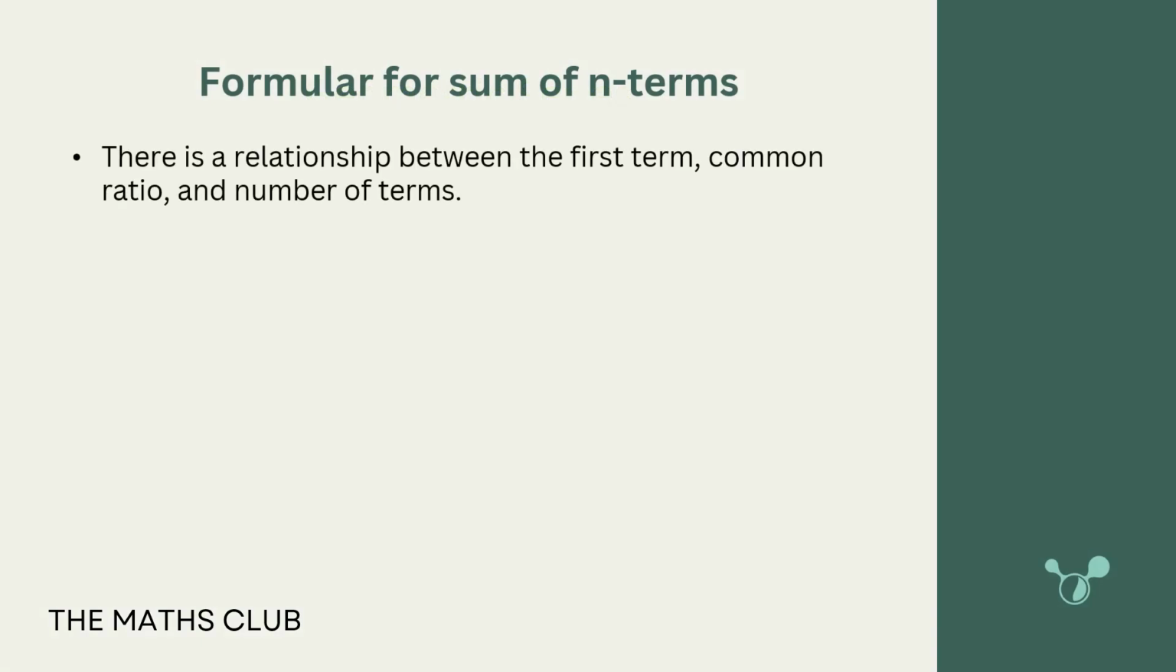So the formula for the sum of n terms, when we have the first term, the common ratio, and the number of terms, we can actually find the sum of any n terms. So what's the formula? We multiply the a by 1 minus r raised to the power of n, all over 1 minus r, where the r is less than 1.